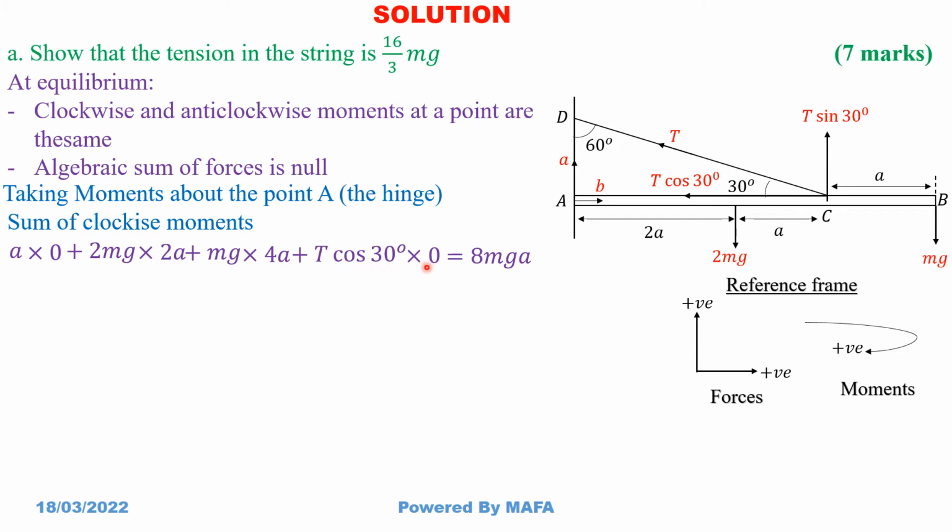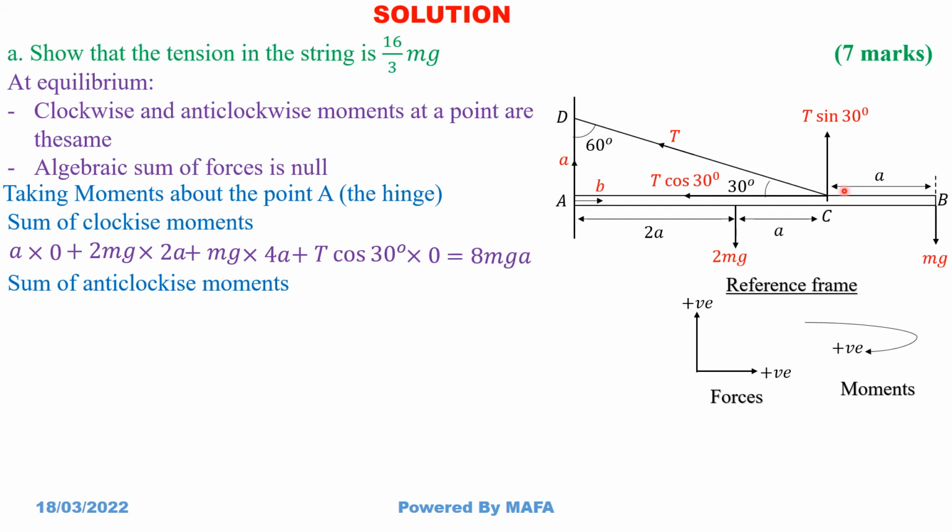Definitely this is going to give us zero. Now what about the sum of the anti-clockwise moments? Remember, this is our reference frame. So if we are taking this as our clockwise moment, it means that the reverse, that is this other way, is going to be the anti-clockwise moment. So all the moments in that direction are going to be negative.